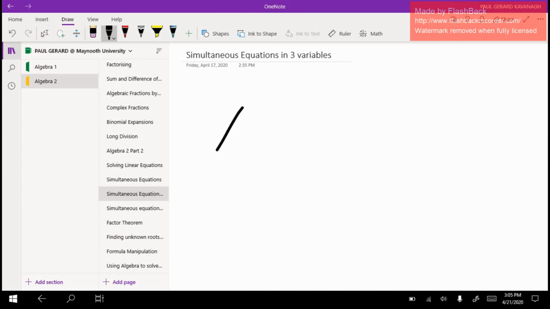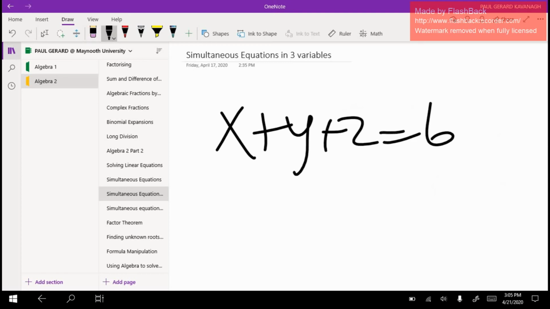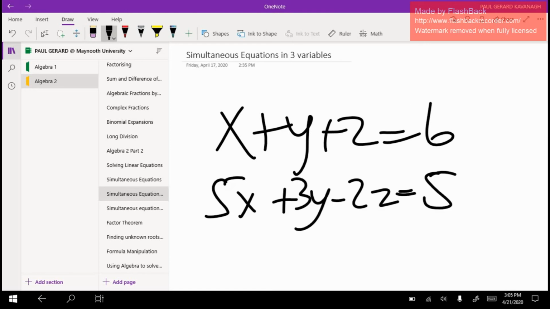An equation would look something like this. So then you could have a second equation. But because it's 3 variables, 2 equations is not going to cut it. Let's just say you cancel your z. What you do is multiply the top equation by 2 to be able to cancel out the z's, but you're left with x plus y is equal to 6 and 5x plus 3y is equal to 5.